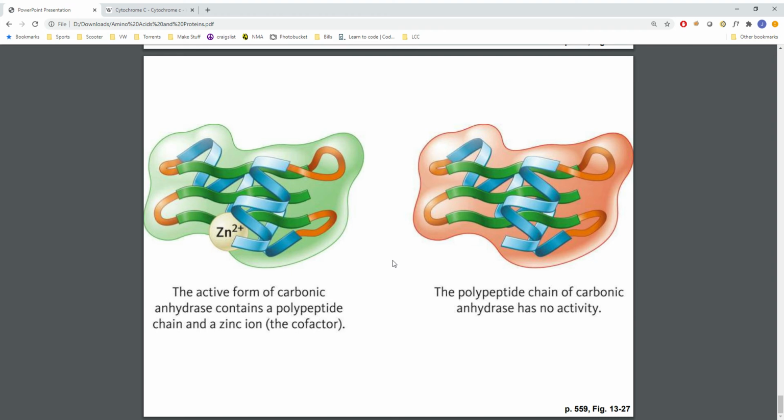So, it's been a wild and crazy ride through proteins. Thanks for hanging in there. You should know what primary, secondary, tertiary, and quaternary structure are. You should know how to determine what level of structure you're looking at based on an image. And with primary, it would just be a list of letters, essentially.